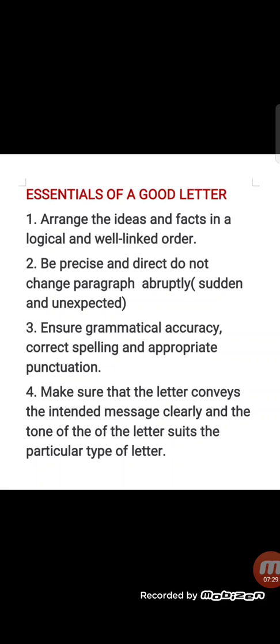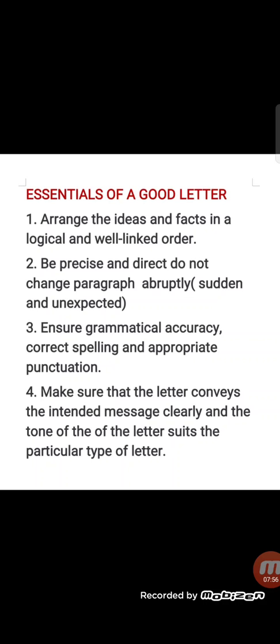Your ideas should be arranged in a sequential manner. Second, be precise and direct. Do not change paragraph abruptly, which means suddenly and unexpectedly. You are not going to change your paragraph suddenly and unexpectedly.